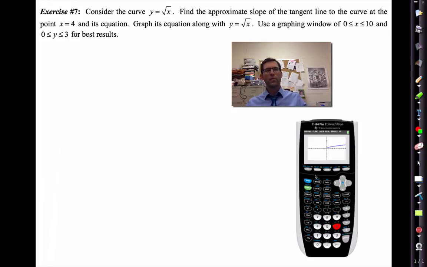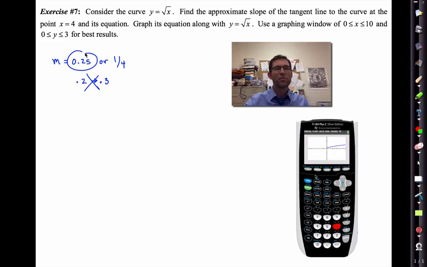All right, and we're back. Well, you will have gotten relatively the right answer if you got a slope that was around 0.25 or 1/4. Again, I would say anything from 0.2 to 0.3, you're fine. Outside of that realm, it's a little problematic. So we've got the slope. What do we use as our x1, y1? Well, x1 is 4. y1 is the square root of 4, which is 2. So we're going to force this line to go through the point (4, 2). So that's going to be y minus 2 equals 0.25 times (x minus 4).